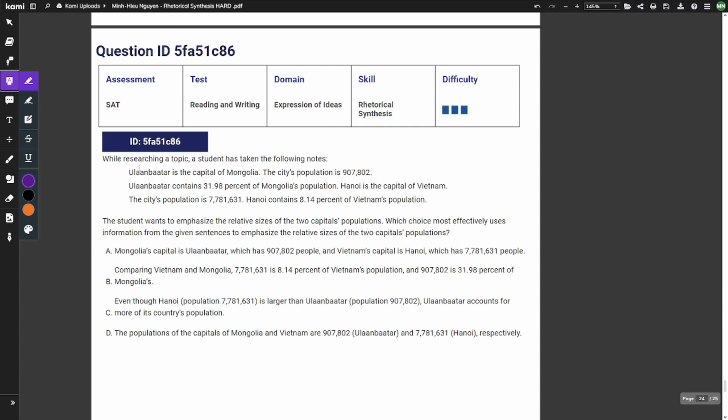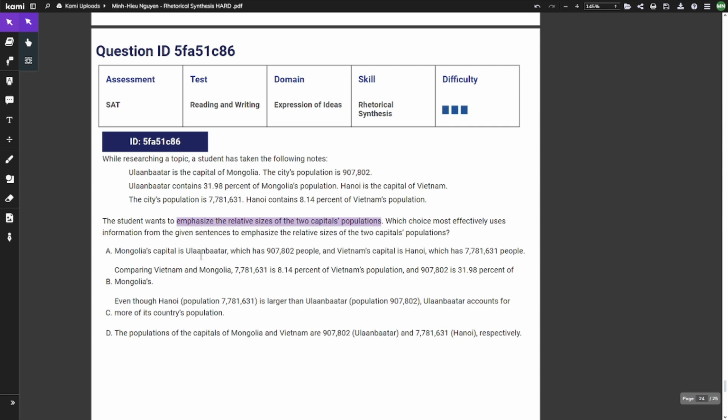Question number 24. Let's see what the task is, and it's to emphasize the relative sizes of the two capitals' populations. Now, the keyword here is relative sizes. Now, what does relative mean? Relative means that you need to compare one thing to another. So in this case, you need to compare the size of one capital to something else.